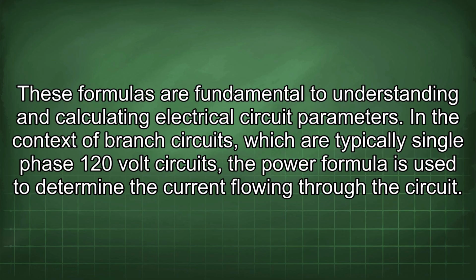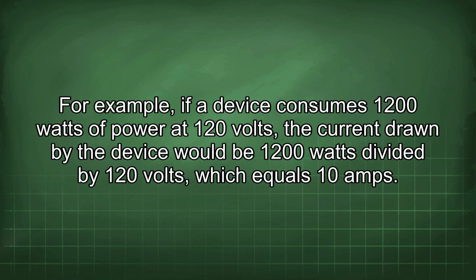In the context of branch circuits, which are typically single-phase 120-volt circuits, the power formula is used to determine the current flowing through the circuit. For example, if a device consumes 1200 watts of power at 120 volts, the current drawn by the device would be 1200 watts divided by 120 volts, which equals 10 amps.